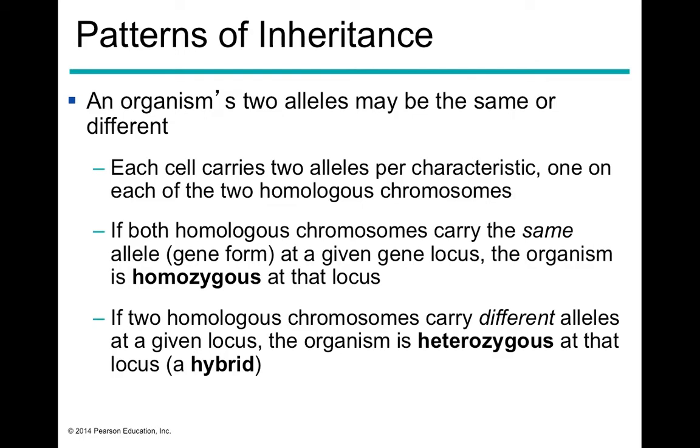And as we mentioned, at any given locus, you're going to have two alleles. Those alleles may or may not be the same, right? So if you have the exact same allele at the exact same locus on two different chromosomes, so both of your chromosome 2 carry the blue-eyed gene, for example, that's considered to be homozygous. If, however, on chromosome 2 from your mom you have blue, and on chromosome 2 from your dad you have brown, then you'd be considered heterozygous at that locus, or a hybrid, right?